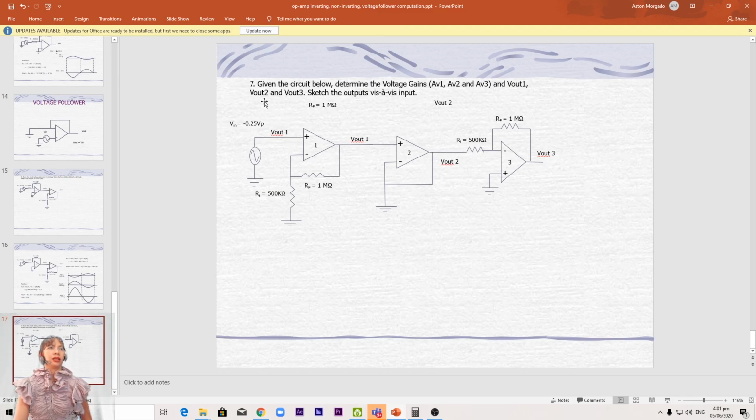Okay. Given the circuit below, determine the voltage gains AV1, AV2, and AV3, and Vout1, Vout2, and Vout3. Sketch the output with respect to input.